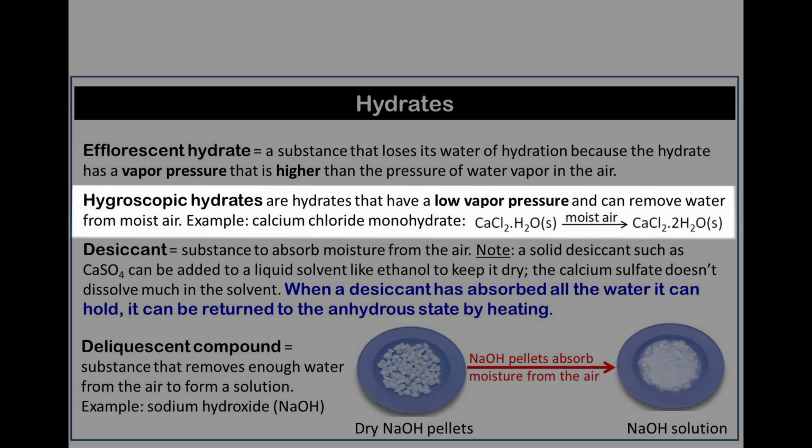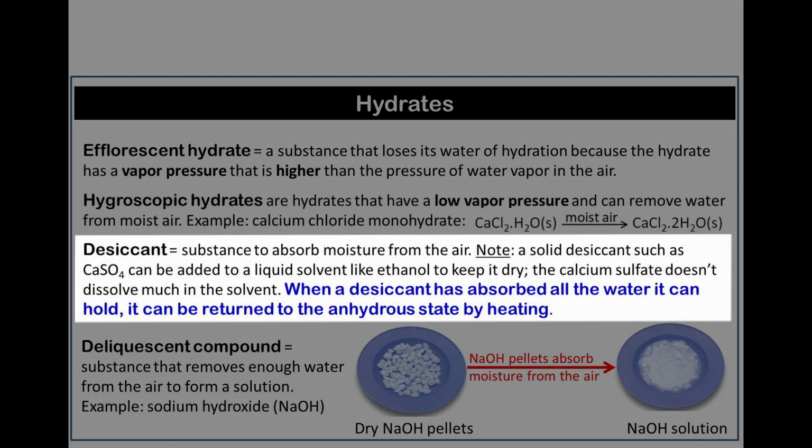An example of a hygroscopic hydrate is calcium chloride monohydrate. This compound takes up a second molecule of water from moist air, as shown in this chemical equation. Calcium chloride monohydrate is used as a desiccant in the laboratory. A desiccant is a substance to absorb moisture from the air. A solid desiccant such as calcium sulfate can be added to a liquid solvent like ethanol to keep it dry. The calcium sulfate doesn't dissolve much in the solvent.